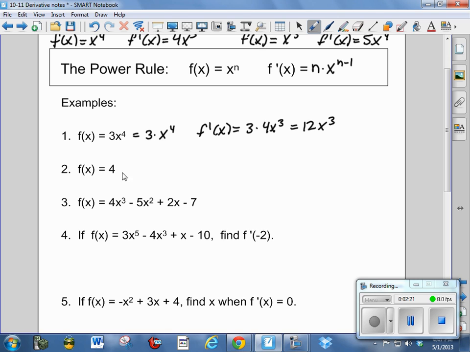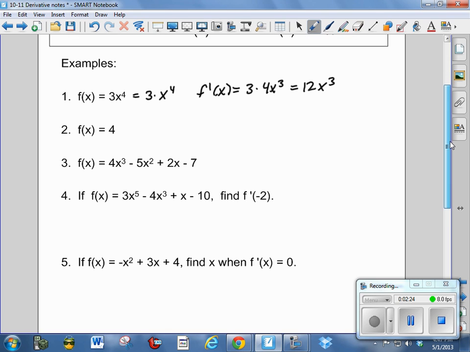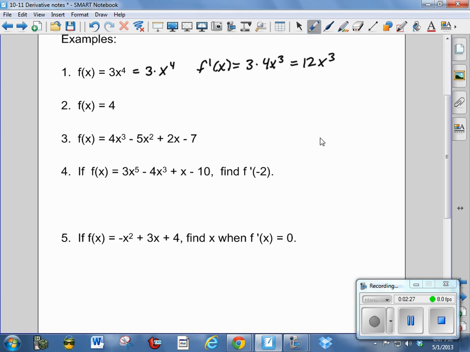Now, this is an interesting one. What is the derivative of 4? Well, if we're going to apply the rule, we have to think, what is the x involved here? This would be 4x to the 0 power. Well, if we multiply 0 times 4, we just get 0. So it really doesn't matter. Technically, it'd be 0x to the negative 1, but it's just 0. So f prime of x is equal to 0 here. And what we can say is that the derivative of a constant is always 0.